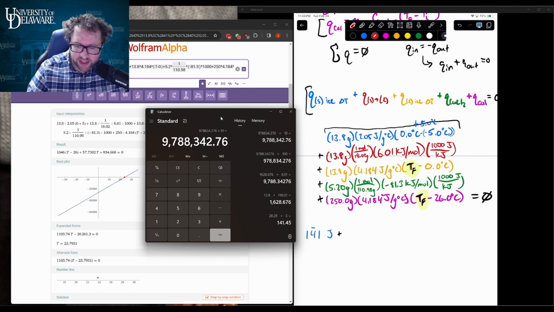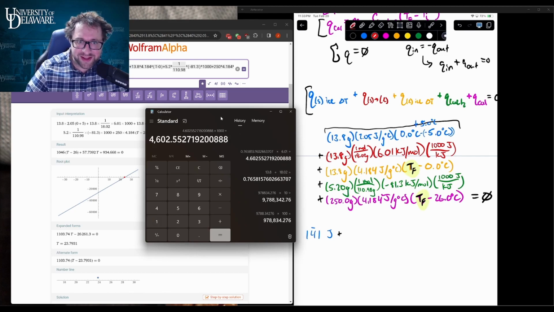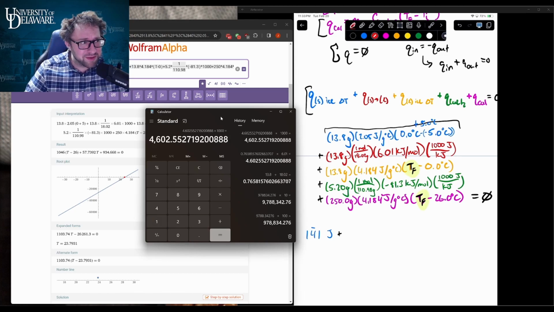Did I math wrong? I did, yep. Divided by 18.02. And it's always good to check yourself as you're going through and be like, that doesn't feel right. Because that was way too much energy, like 9 megajoules, I think that was, right? That's not right. Or 9.9 megajoules, almost a megajoule.